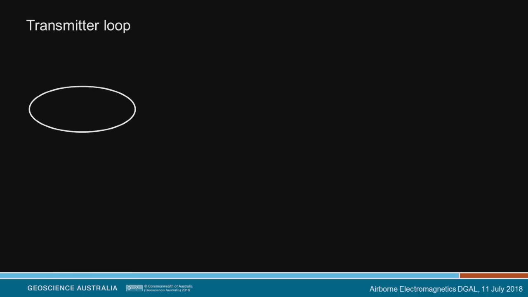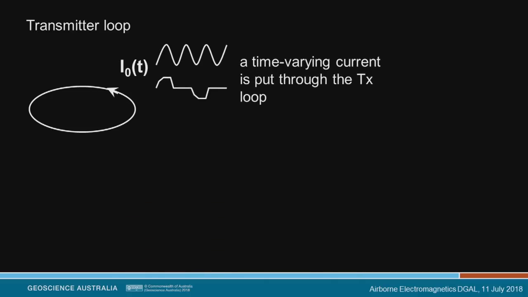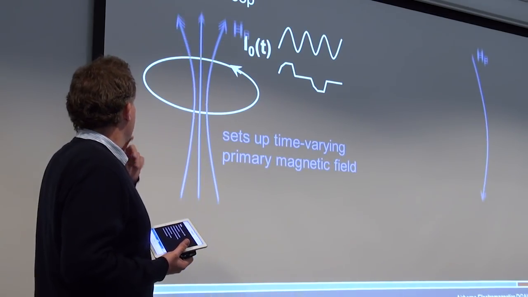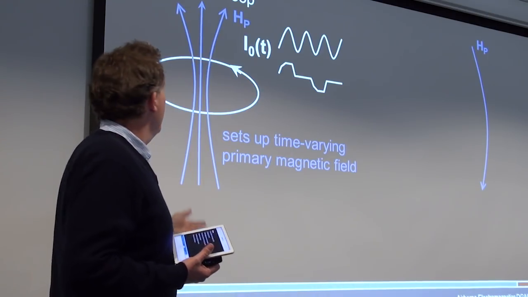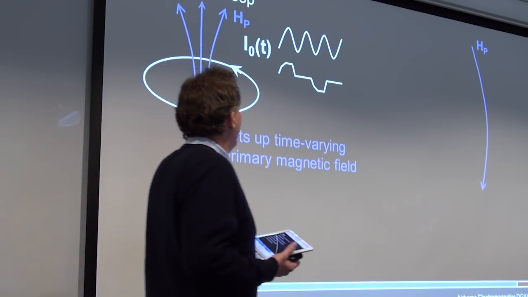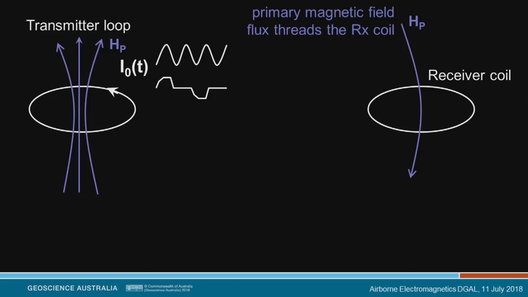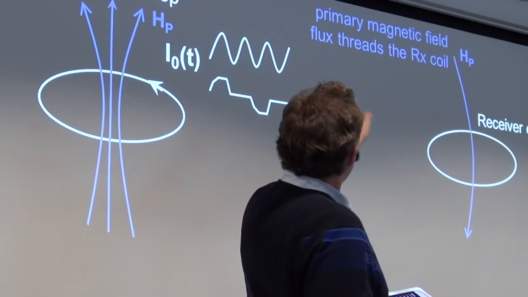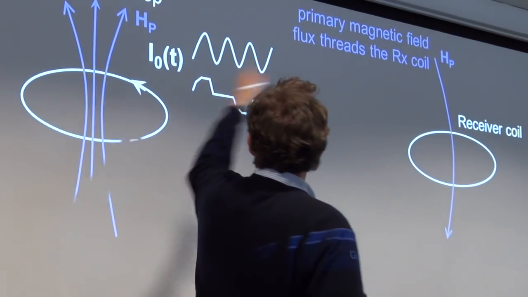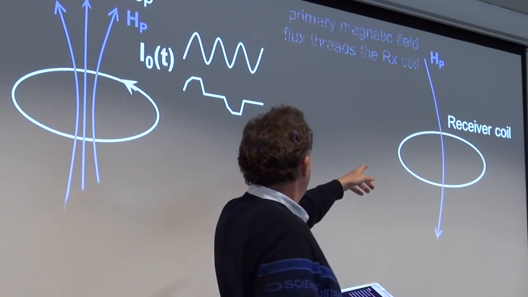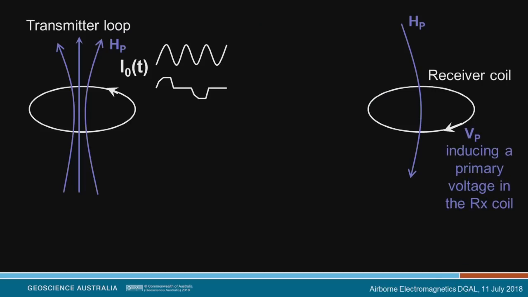So first we have a transmitter loop through which we put some sort of time varying current. It can be a sinusoidal one or some pulsed type current. Now that sets up a primary magnetic field, which when we have a receiver coil somewhere offset will get threaded by this primary magnetic field and induce a primary current in there.